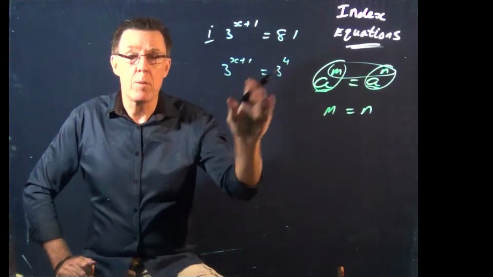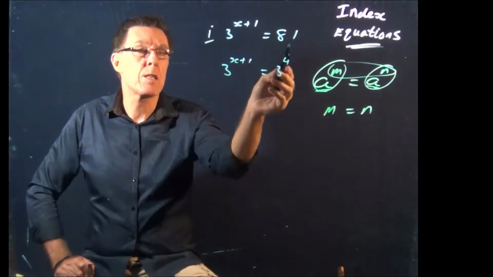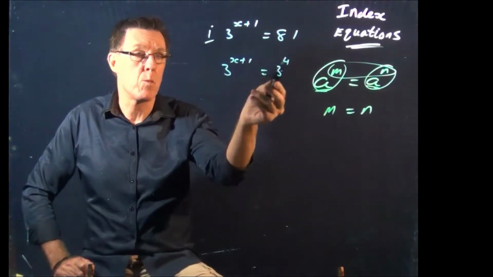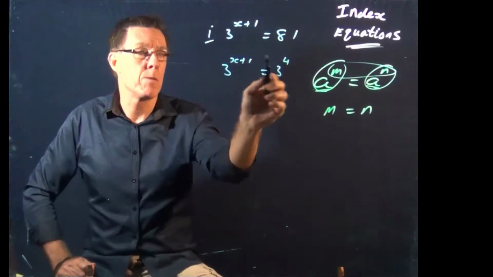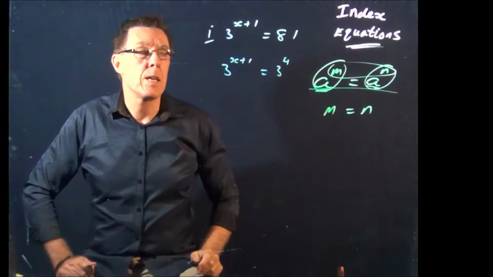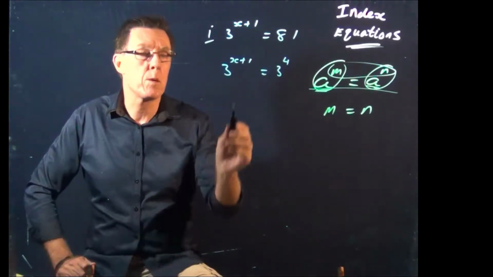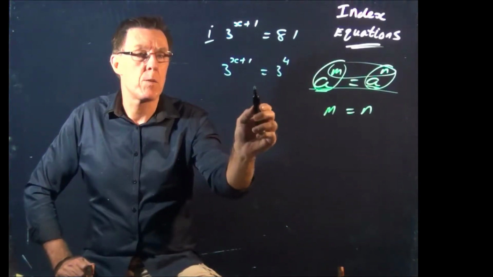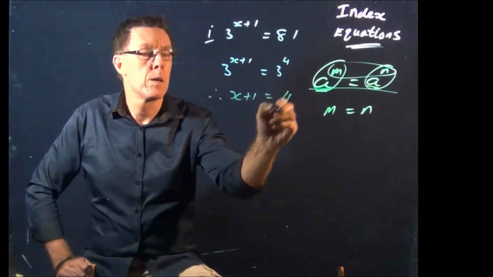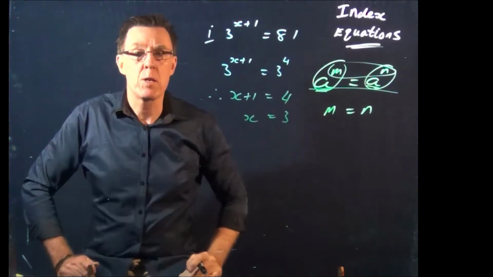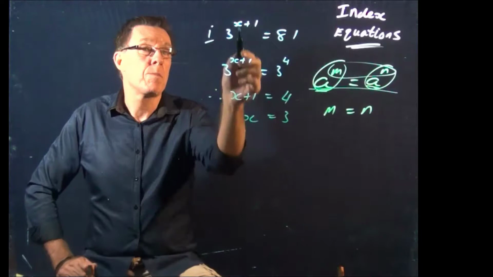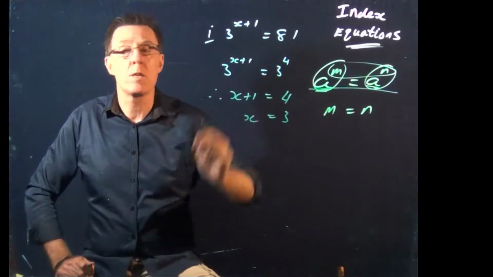If you don't know that 81 is 3 to the power of 4, just guess that it might be a power of 3 and just use your calculator and keep timesing by 3 until you reach 81, and you'll soon find out that 81 is 3 to the 4. So using this concept that a to the m is a to the n, therefore the indices must be equal. Powers are equal, bases are equal, therefore the indices must be equal. So our unknown value must be 3. So if I put 3 back up into here, I'll get the right answer. 3 plus 1 is 4, 3 to the 4 is 81.